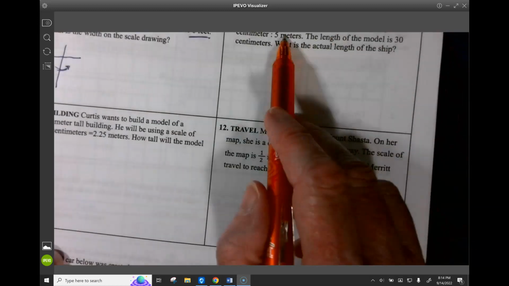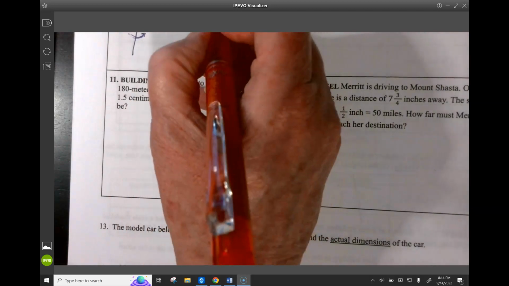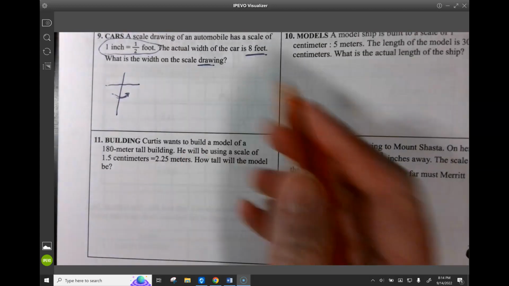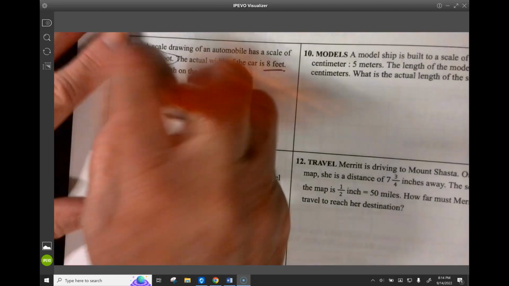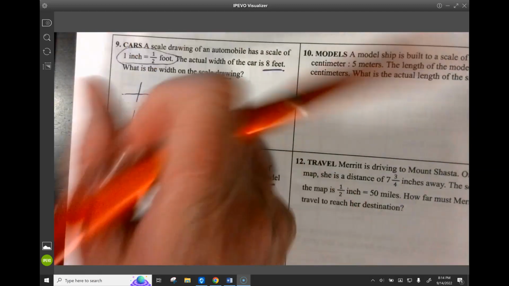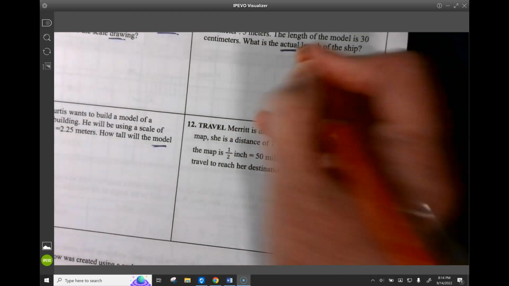Okay, same thing here. Just keep on practicing the same things over and over again. Just make sure you understand, are they asking for the actual, what is the width on the scale drawing? Okay, are they asking for the model? That means it's going to get smaller. Okay, so I didn't want you to think that I'm telling you what to do here. Okay, what is the actual length?